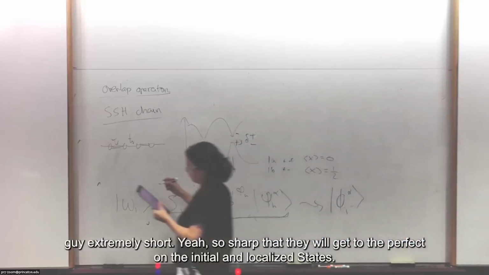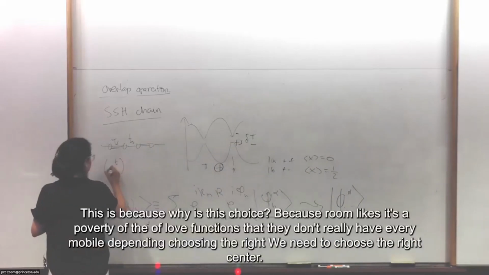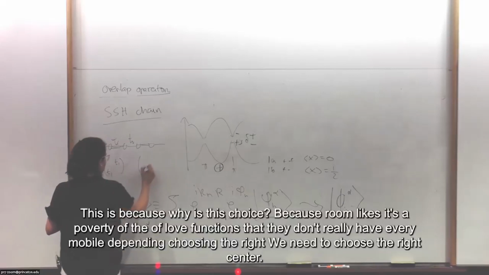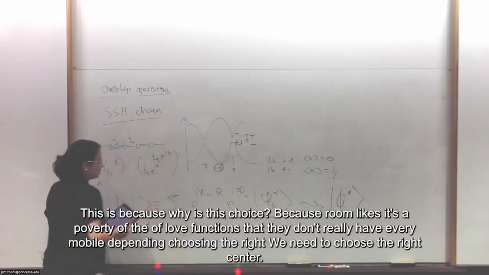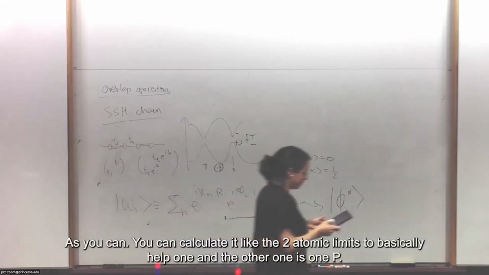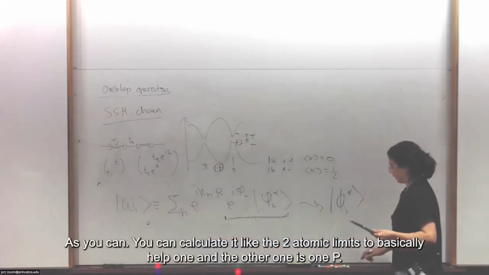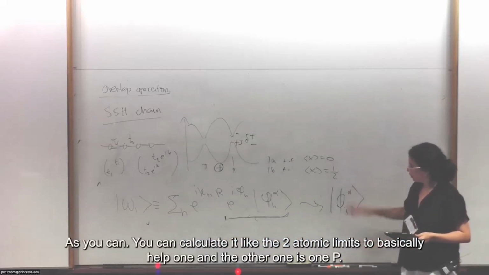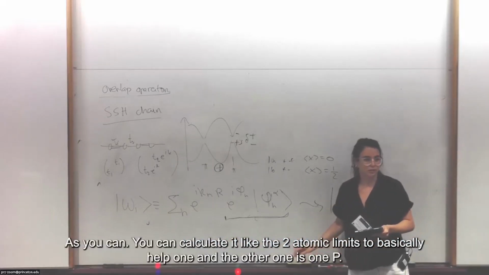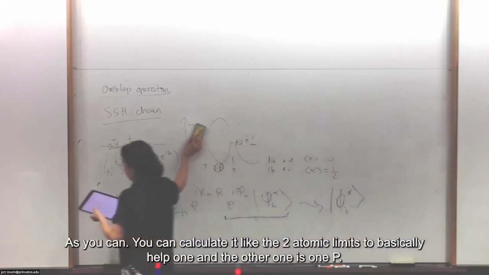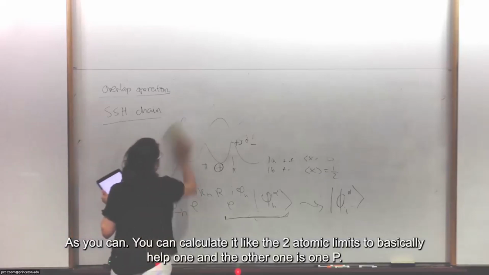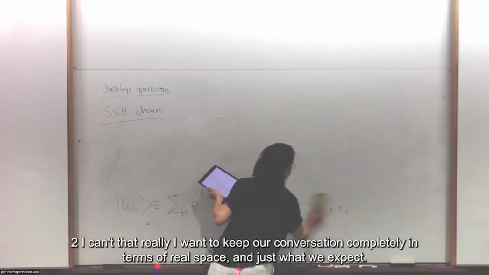For the two atomic limits, we basically have a Hamiltonian being T1, and the other one is T1, T2 e^{ik}, and we are welcome to just diagonalize and find out that they have these properties. But really, I want to keep our conversation completely in terms of real space and just what we expect. And now we're going to physical observables.